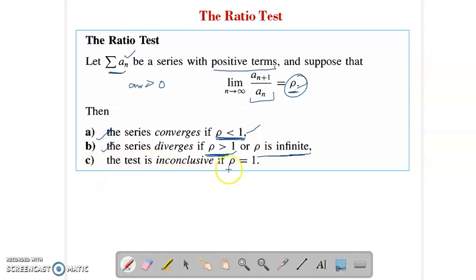The third case is when rho turns out to be equal to 1, when the limit of the ratio is equal to 1. Then this test is inconclusive. We won't be able to conclude anything from the ratio test. We need to look for some other test in that case. So let's apply this test. The only thing you need to remember is to find the ratio a_(n+1) by a_n and take its limit. The limit is some number rho. Depending upon whether rho is less than 1 or greater than 1, you can decide that the series converges or diverges respectively.